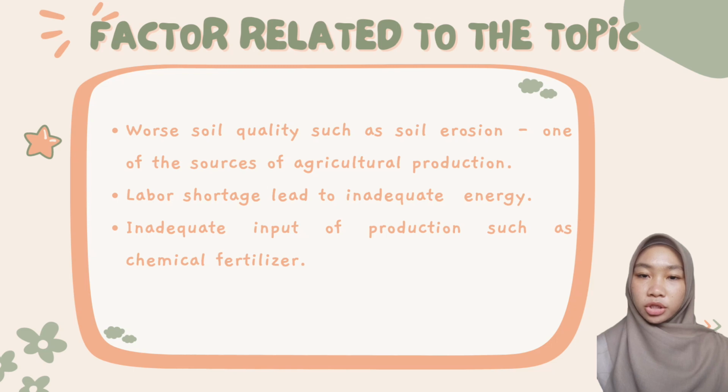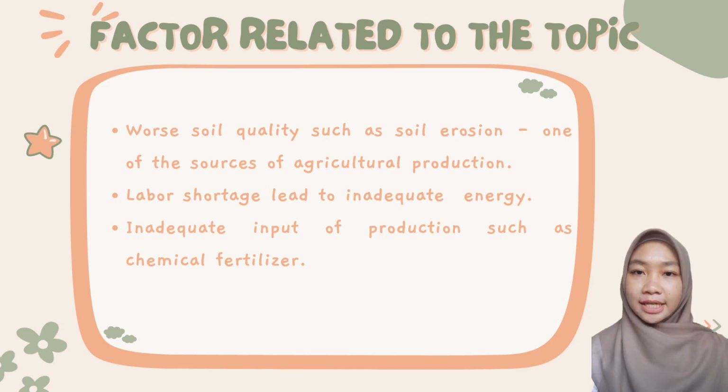The second one is labor shortage leading to inadequate output. Due to the border closure after the COVID-19 outbreak, migrant workers were only allowed to leave but not enter the country, thus leading to a severe worker shortage in the agricultural sector. As such, many farmers and agricultural operators are forced to reduce the scale of farming.